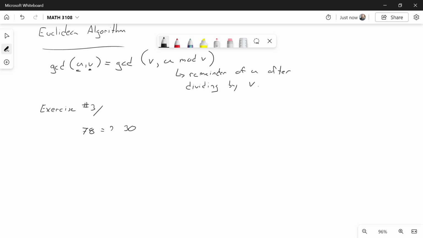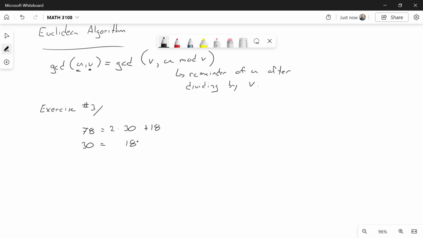Well, it goes twice. So 2 times 30 gives me 60. I'm not quite up to 78 just yet, so I need to add on an additional 18. Now notice the remainder is 18. It's not 0, so I repeat the process again. I do the division algorithm. This time my divisor of the last was 30. That's going to be my dividend on this side. And my remainder of the last time was 18. That's going to be my divisor here.